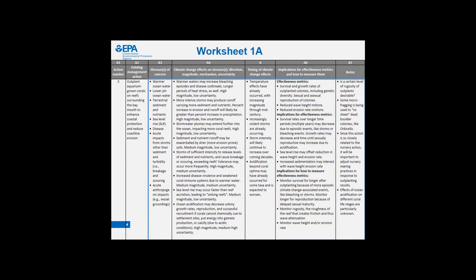Sea level rise may also offset whatever reduction in wave height and erosion rates that we get. So the concept here is that having more coral on the reef growing and creating roughness, creating friction, will actually slow down and reduce the size of the waves and thus reduce the amount of erosion. But sea level rise, if it is fast enough, can offset whatever increases in coral growth rate and increased roughness we get. Also, increased sedimentation may interact with wave heights and erosion rates. So this could go either way.